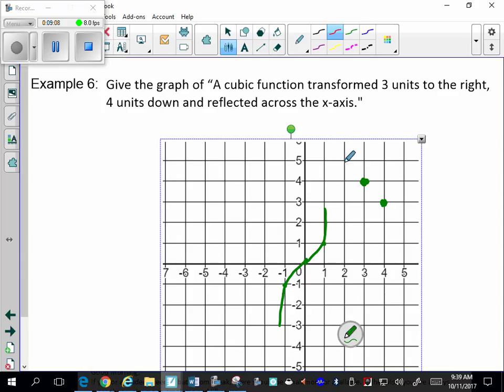The other thing we've got to think about: if we reflected this across the x-axis, what would the shape be? You've got to think this right side that goes up here, that goes down. This left side that's below the x-axis would actually reflect up. So the shape of this graph actually is kind of backwards. So right side goes down, left side goes up. And this is the graph you need. That is the answer I'm looking for.